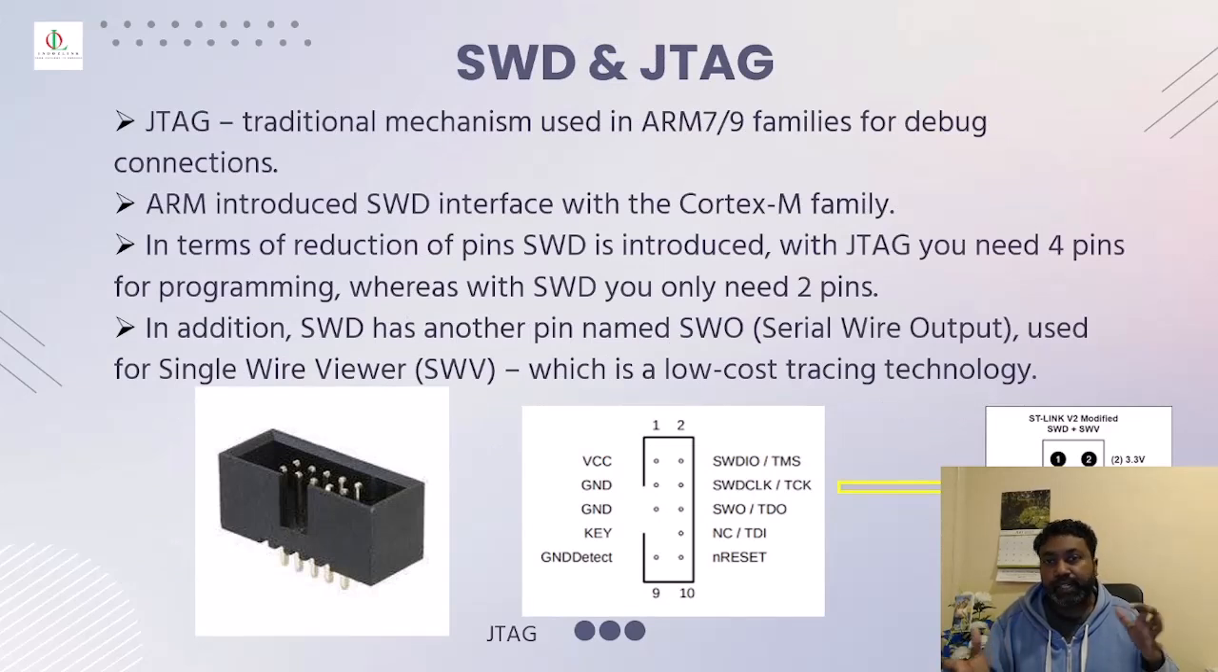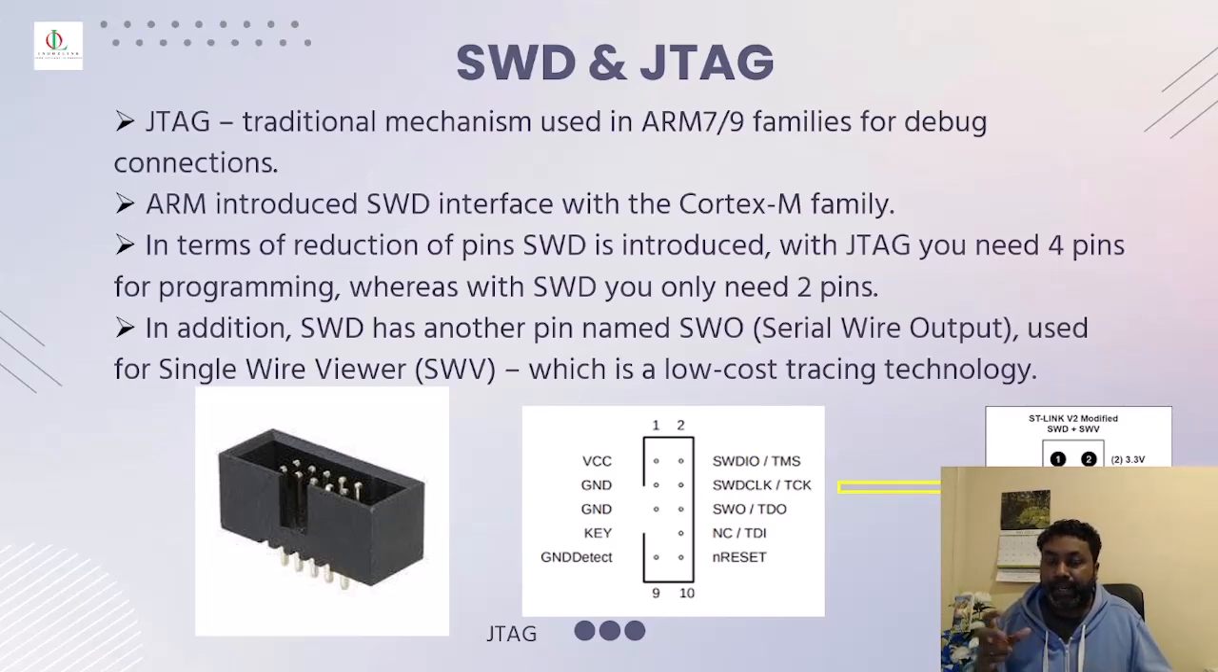So how does the transition happen from JTAG to SWD? JTAG was used as the traditional mechanism to debug. It started in the ARM7 and ARM9 families, and then when the Cortex-M family was released by ARM, they also introduced SWD to make life easier for software design engineers. They also reduced from 4 pins to 2 pins. With the 2 pins, you would be able to program that.